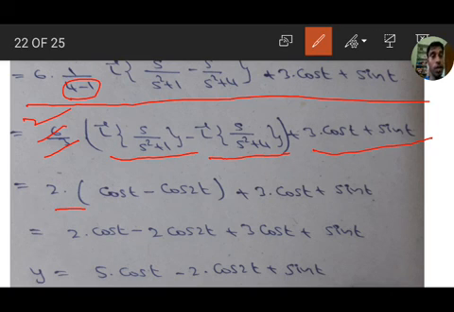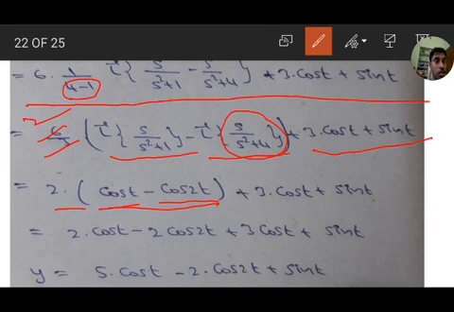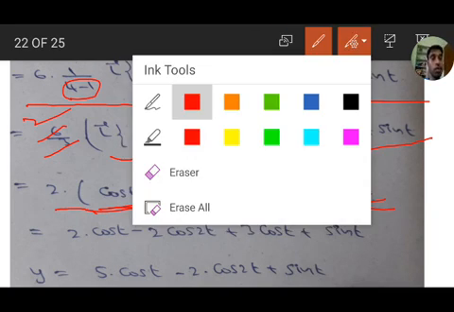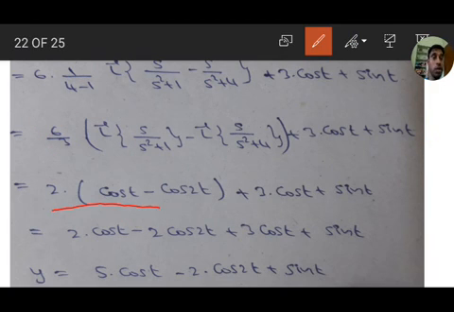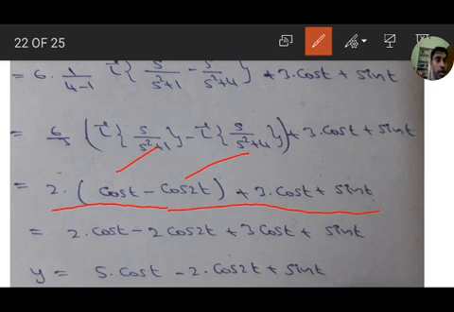Next, L inverse of s by s square plus 1 is cos t, minus L inverse of s by s square plus 4, meaning 2 square, that is cos 2t. So cos t minus cos 2t by 3, plus 3 cos t plus sin t. The cos t formula and the cos 2t formula are used, and the remaining 3 cos t plus sin t as it is. On simplification, we get 2 cos t minus 2 cos 2t plus 3 cos t plus sin t.